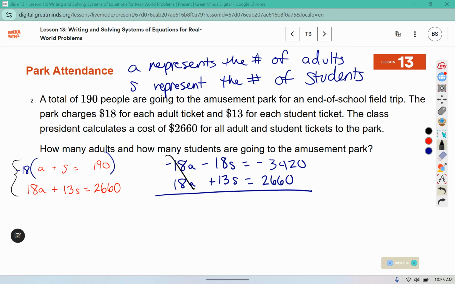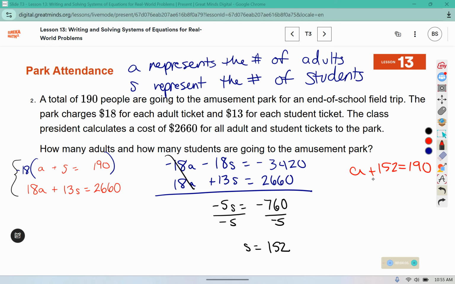These are eliminated. Negative 18 plus 13 is negative 5s. And then negative 3,420 plus 2,660 leaves us with negative 760. Divide both sides by negative 5. And S is 152 for students. So 152 students.